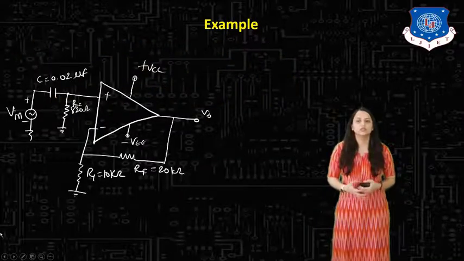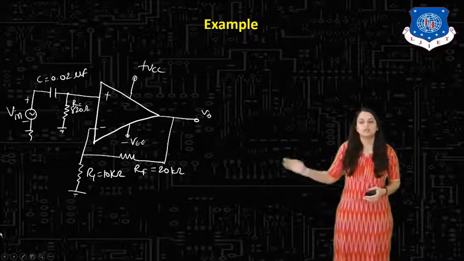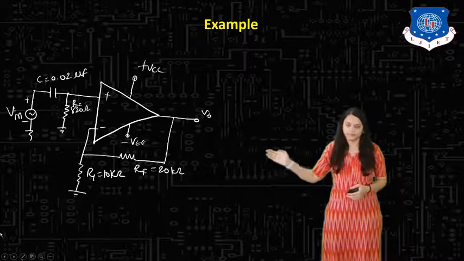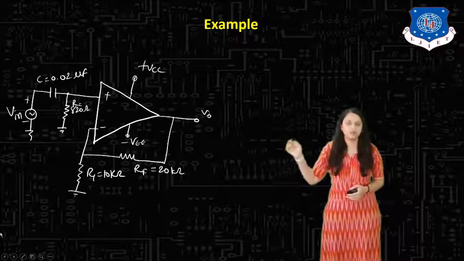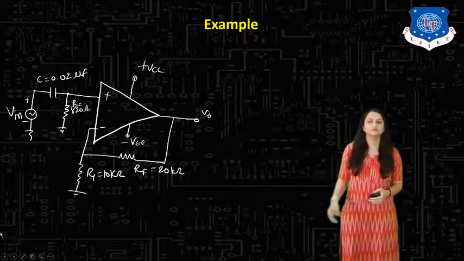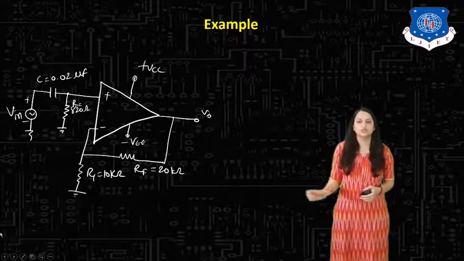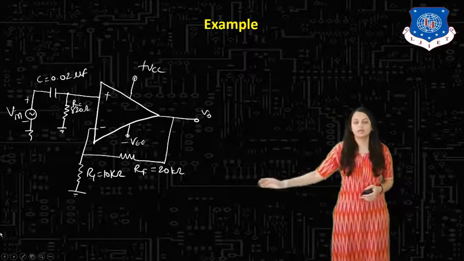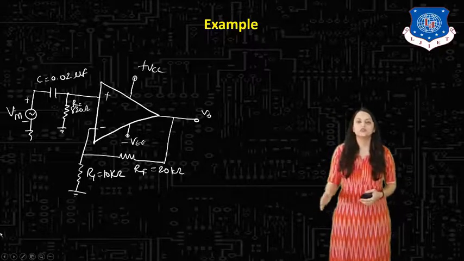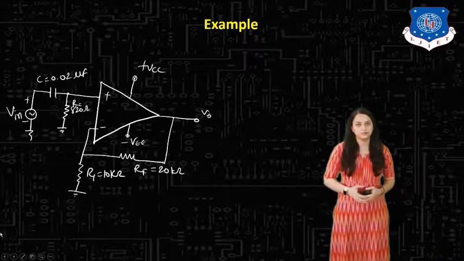Now, let us draw the circuit for this. As this is a high pass filter, with the input source, the capacitor is directly connected, whose value is 0.02 microfarad, which is indicated over here. The resistance value is shown, R1 and RF are also shown that we have obtained. This is how you can design the first order Butterworth high pass filter.